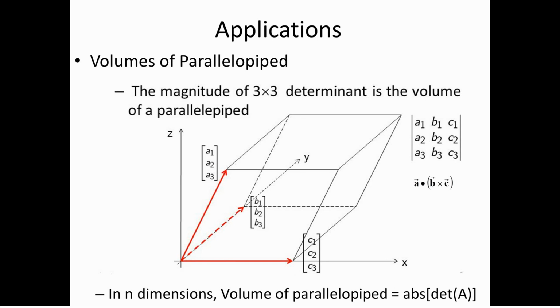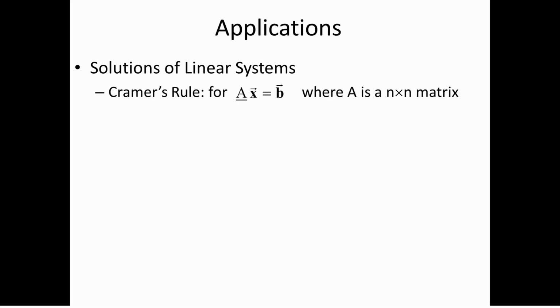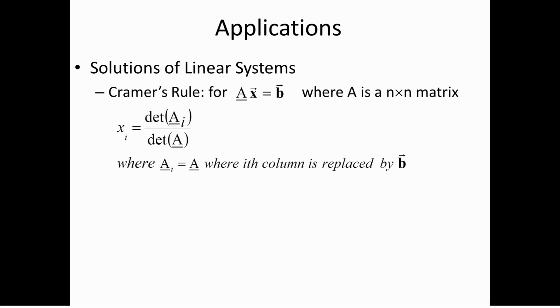Okay. Another important application is when we're solving linear systems. So you saw Cramer's rule before. Okay, if we want to solve for x's, each of the components is equal to the determinant of A_i, where A is basically the original coefficient matrix, where we replace the ith column by B, okay, divided by the determinant of A.